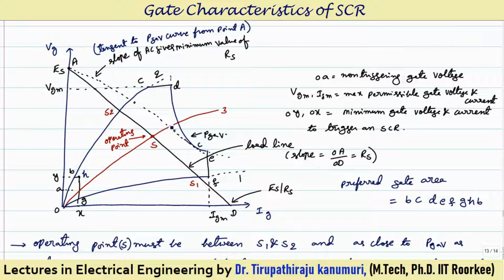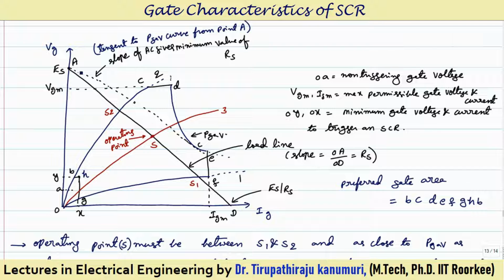We have already discussed that in our last class, so you can please refer to it. The more the current, the faster the SCR can turn on. Turn on time can be decreased if the value of the gate current is increased. So let us see what the minimum value of the source resistance is that is permitted.